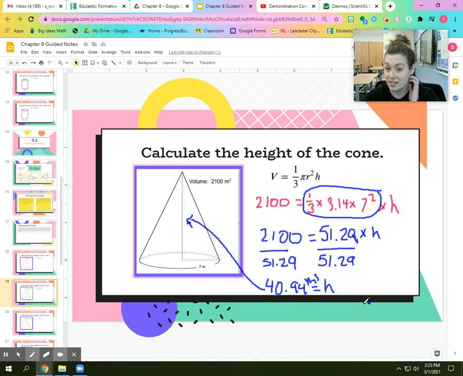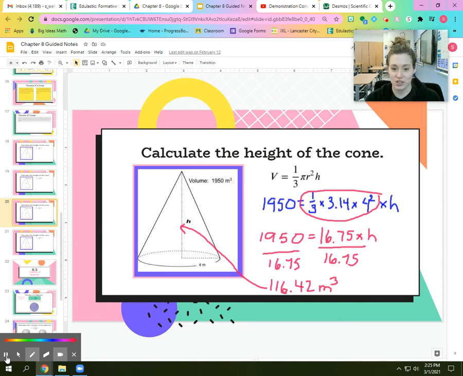I've got 2 examples left in your notes. I'd like for you to try those on your own, and then we'll check them together. So I'm going to have whoever's playing the video pause it and give you guys a few minutes to work those out for the height. And then when they look ready, go ahead and push play again, and we'll check our answers.